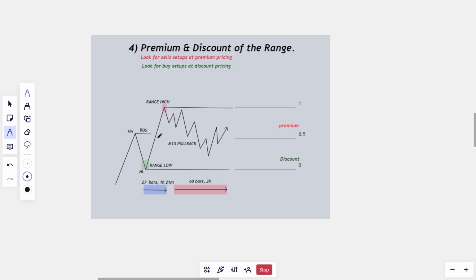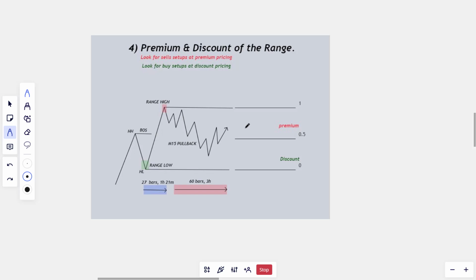So from the range low to the range high, we grab our Fibonacci. Now, because we are in a bullish format, we have to wait for price to come back down to discount before we go higher. So right here is our discount, and here is our premium. We look for sell setups at premium, and at discount, we look for buy setups. So when price comes back down to discount, that's when we'll be looking to go long to clear our range high. So that was number 4, to look for our premium and discount of the range.